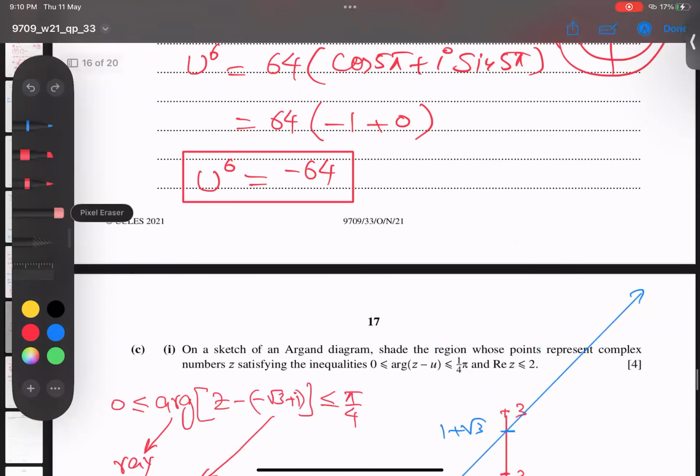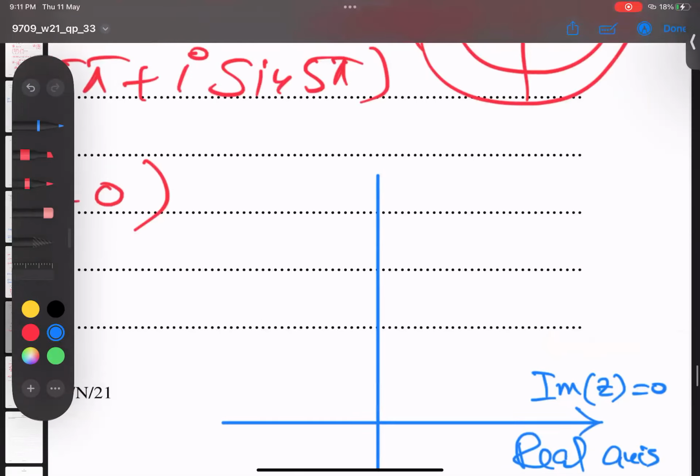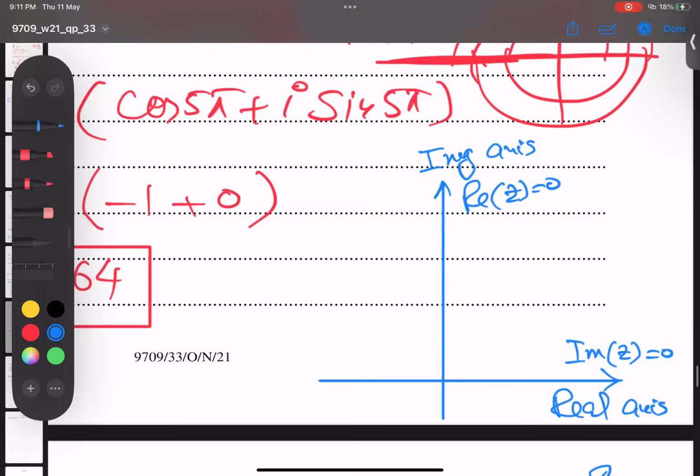Before I start, I want to teach you one more idea, and that is very, very important. What is this? It is called the real axis. How to read it? Real axis. What is the equation? Im of z equals 0. Okay, what is this? Imaginary axis. And what is the equation? Real of z equals 0, like the opposite variable equals 0.